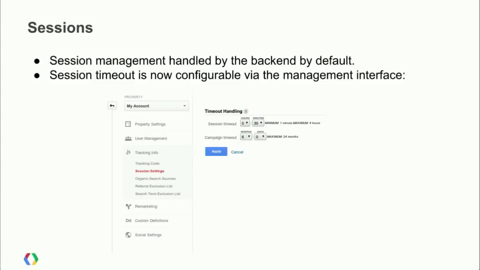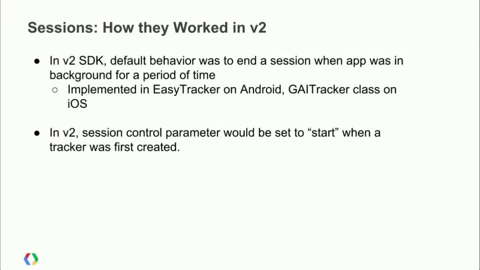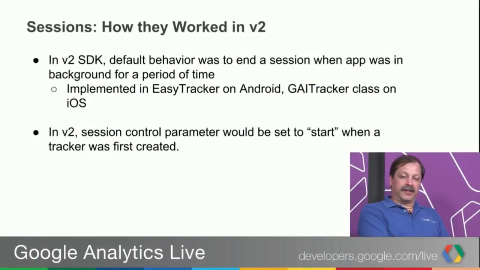The default value was 30 minutes initially, and that default value is now configurable through the management UI on the Google Analytics website. If you look at the slide, you'll see a screenshot of the page that lets you control the session timeout. Session timeout is on the upper right of the picture there. Yeah, and campaign timeouts are there as well. That's correct.